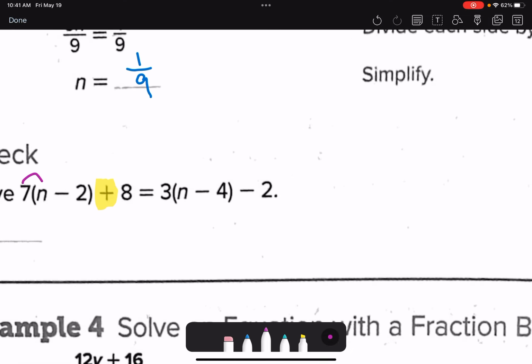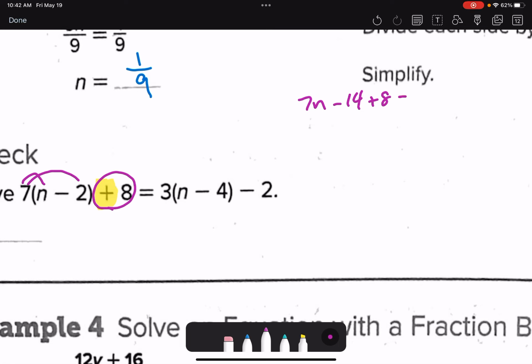So 7n, I'm going to do my work over here where there's space. 7n, 7 times -2 is -14. But remember, we didn't touch this plus 8, and it's not moving anywhere yet, so I'm going to do plus 8. Okay, and then I like to just keep going until I have no more like terms.